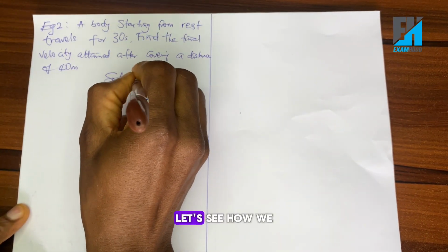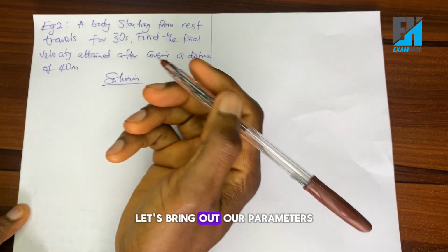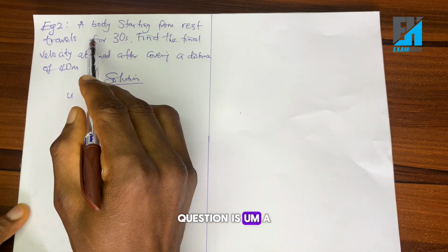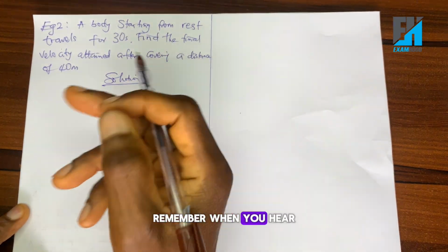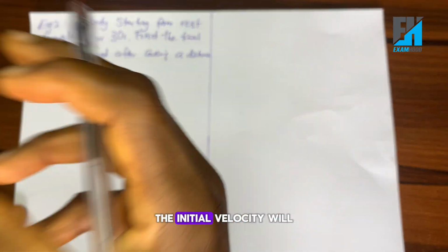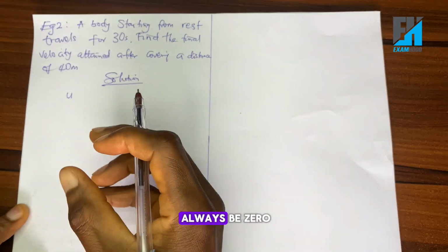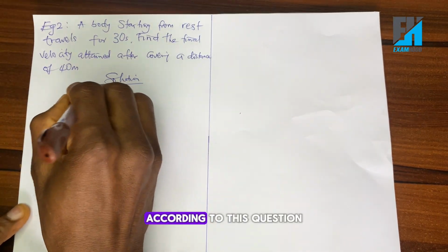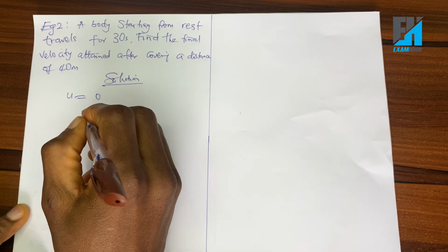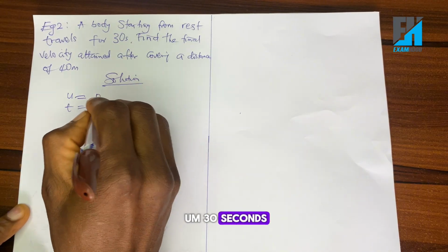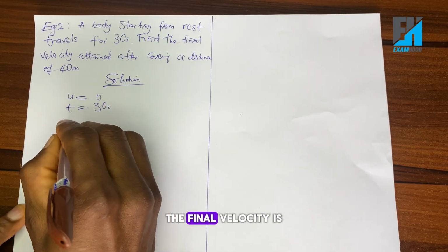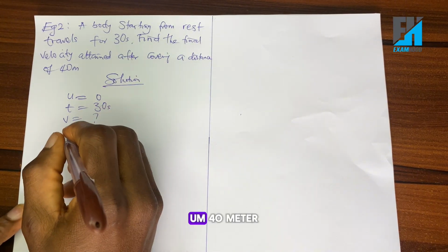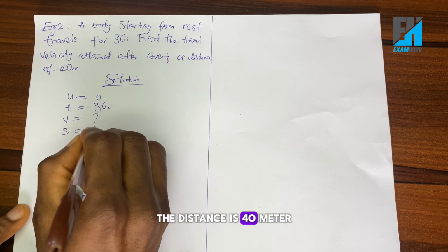Solution. Let's see how we can solve it. Let's bring out our parameters. The initial velocity is 0, because when you hear a body starting from rest, the initial velocity will always be 0, because that body was resting before the journey starts. The time taken is 30 seconds. The final velocity is what we are looking for. The distance is 40 meters.